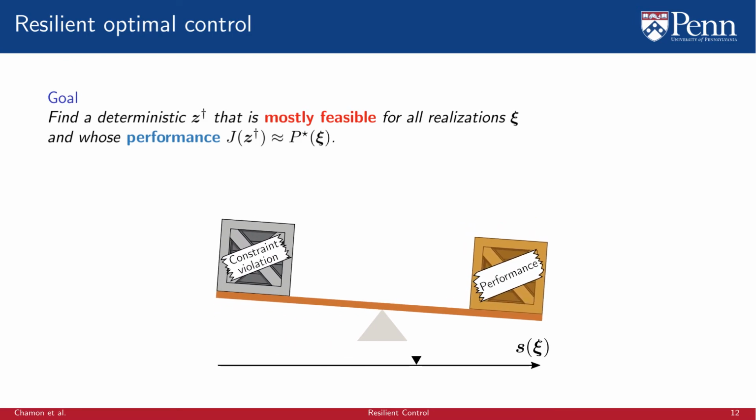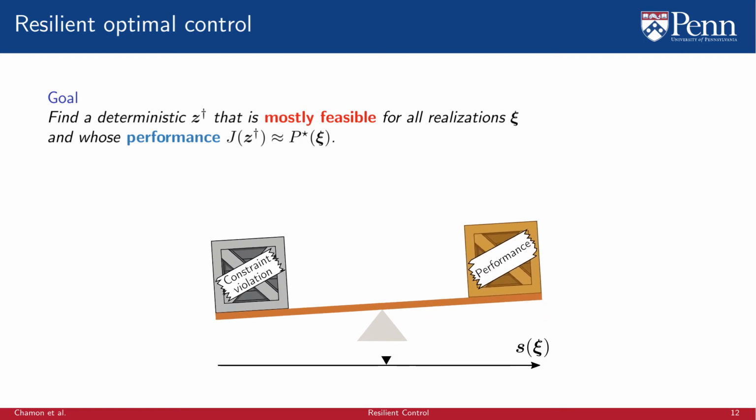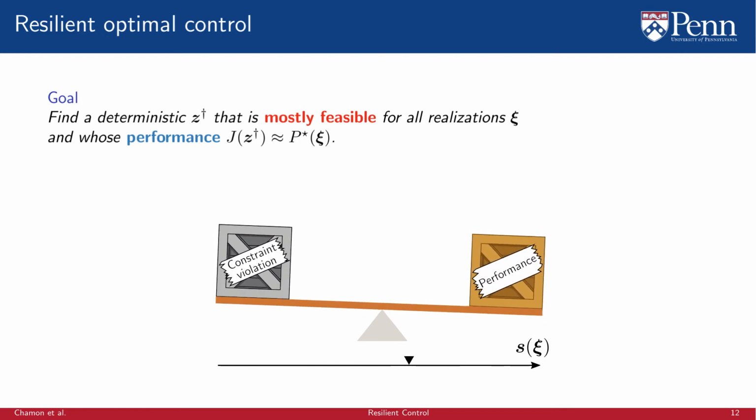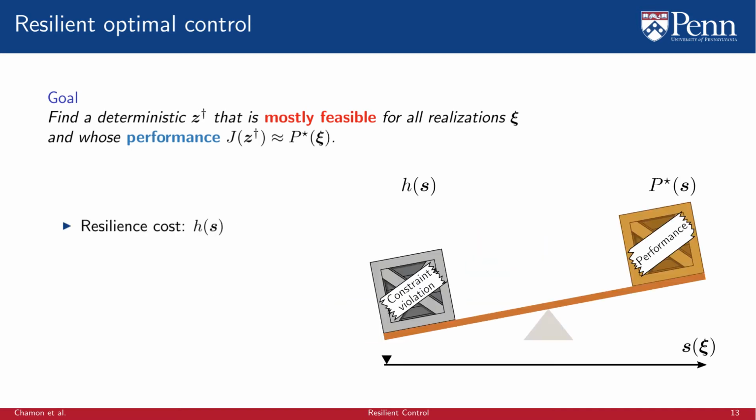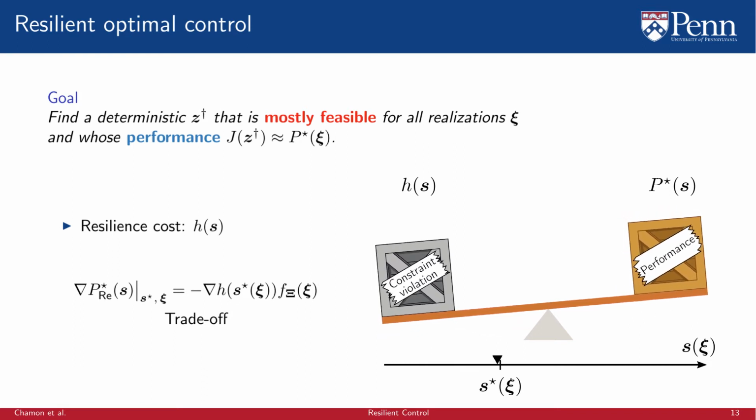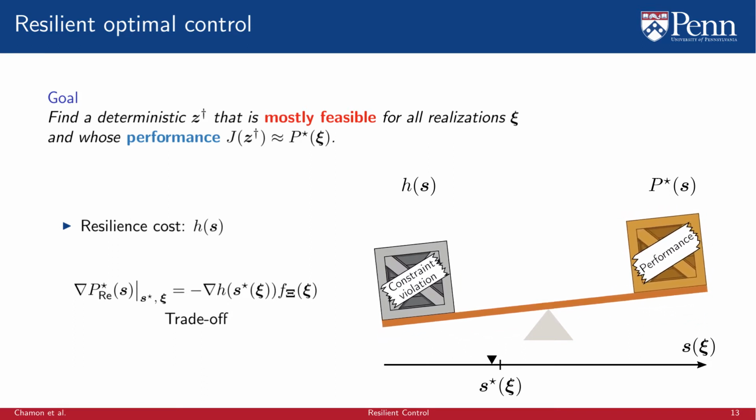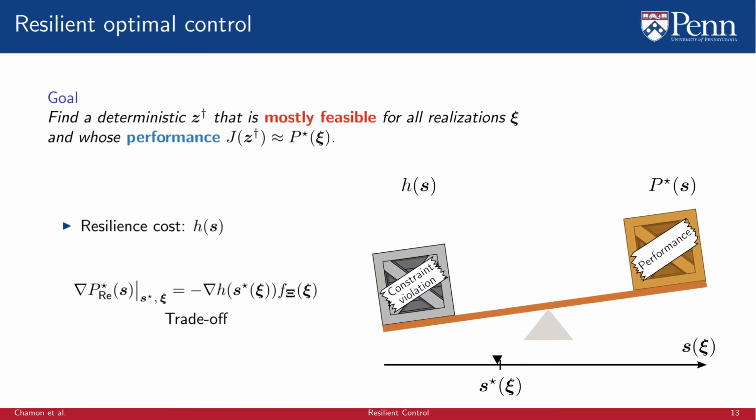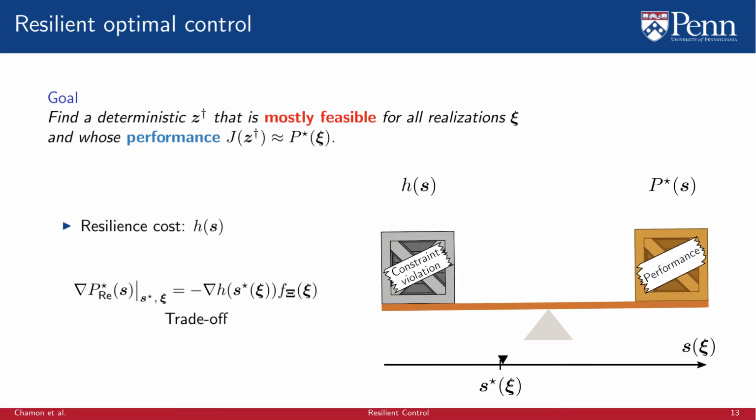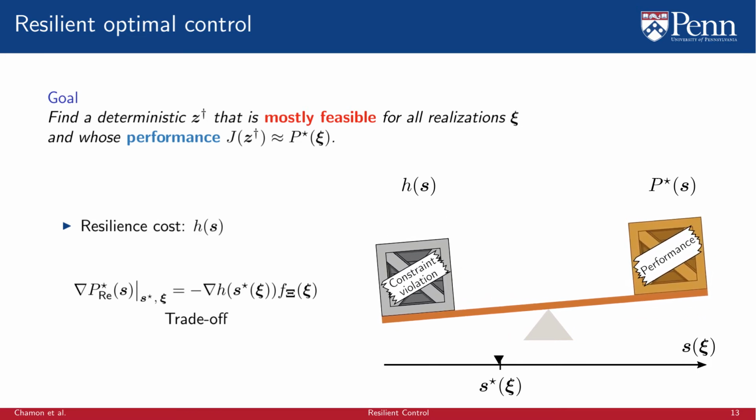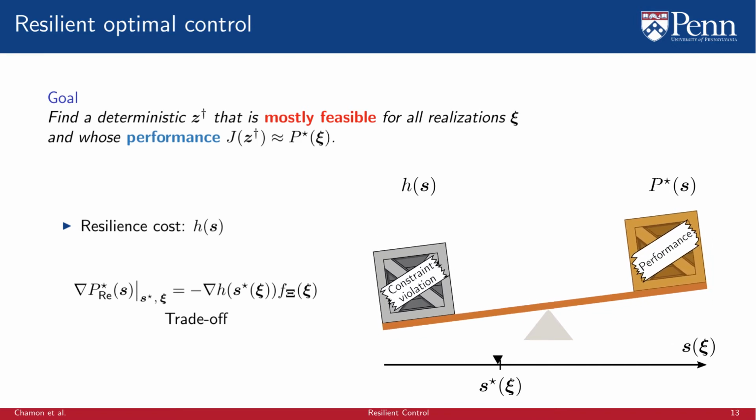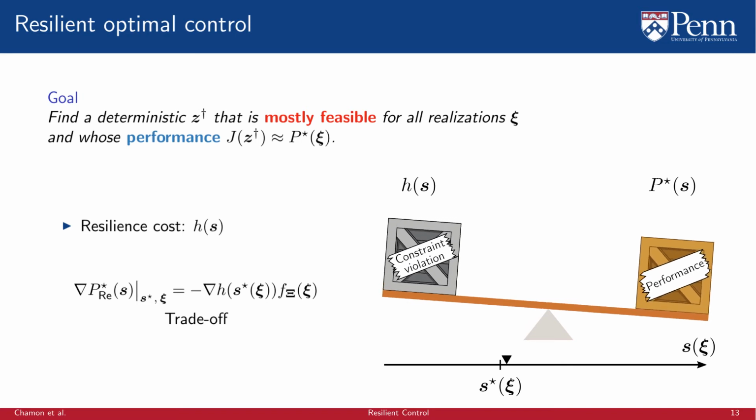Ideally, we would like to find a relaxation that balances these two objectives. To do that, we're going to introduce a resilience cost H that quantifies the constraint violation and set out to find an S star such that if we were to further relax the constraints, we would gain as much performance as we would have to pay to do so. Notice that this price also depends on the probability of the disturbance, so the system can violate specifications more aggressively for unlikely disturbances. Putting everything together gives us an optimal control problem we call resilience by compromise.